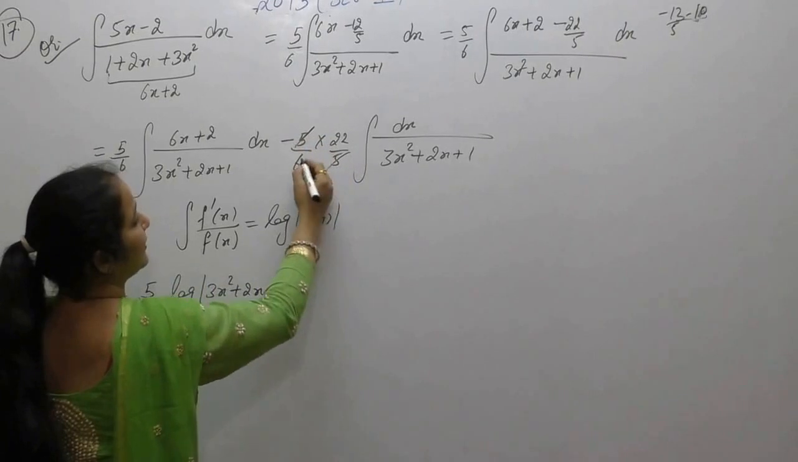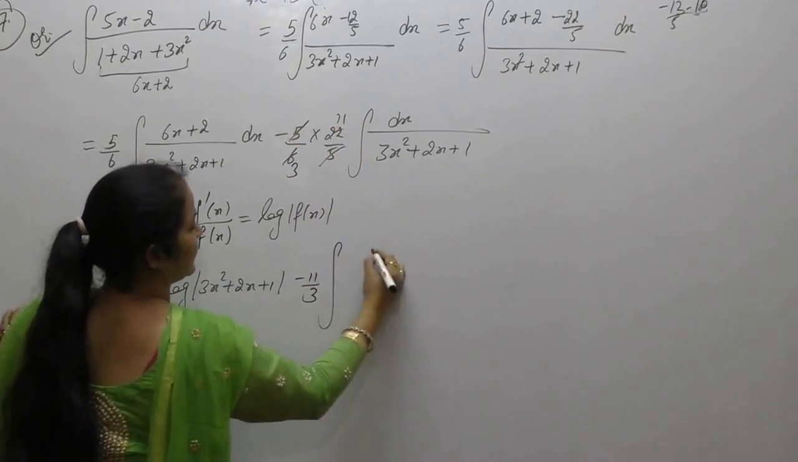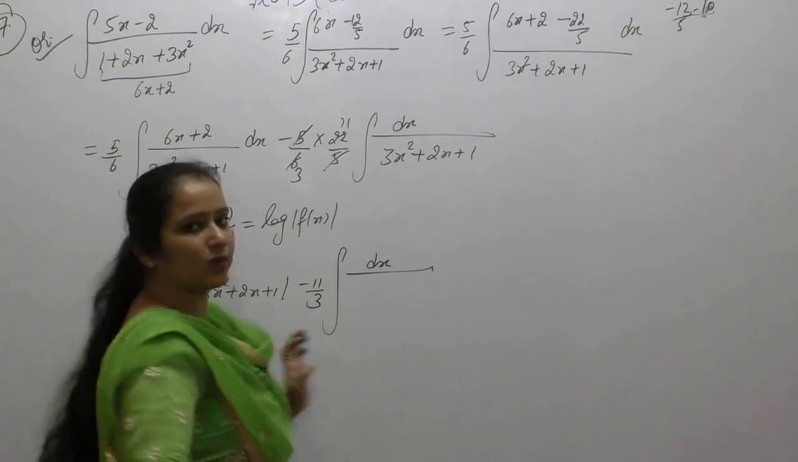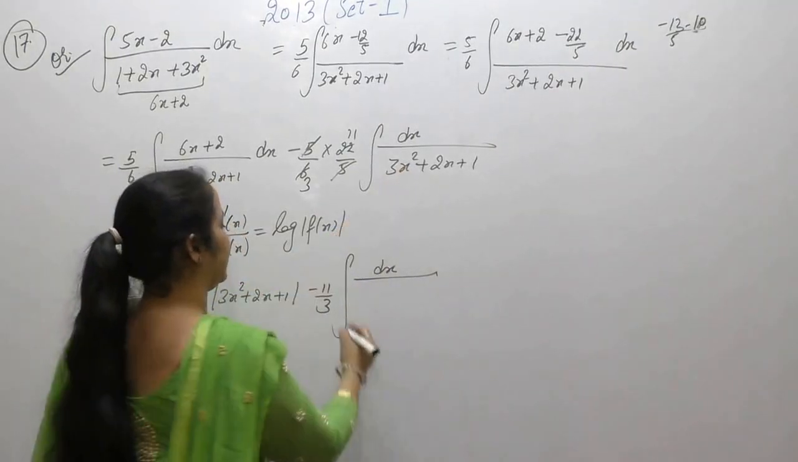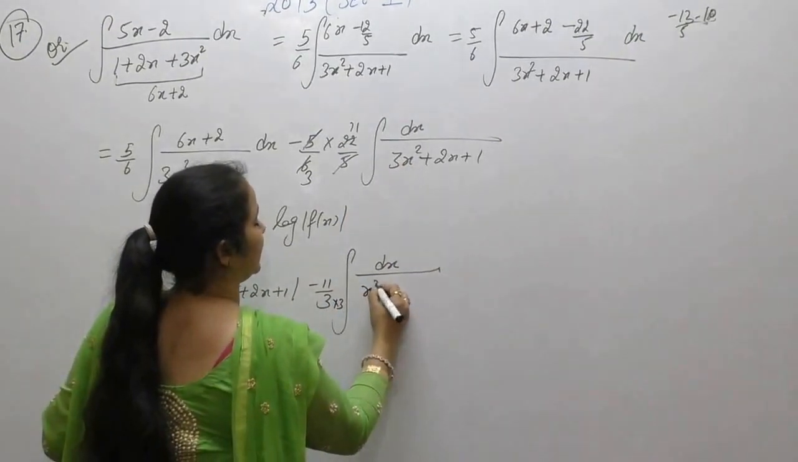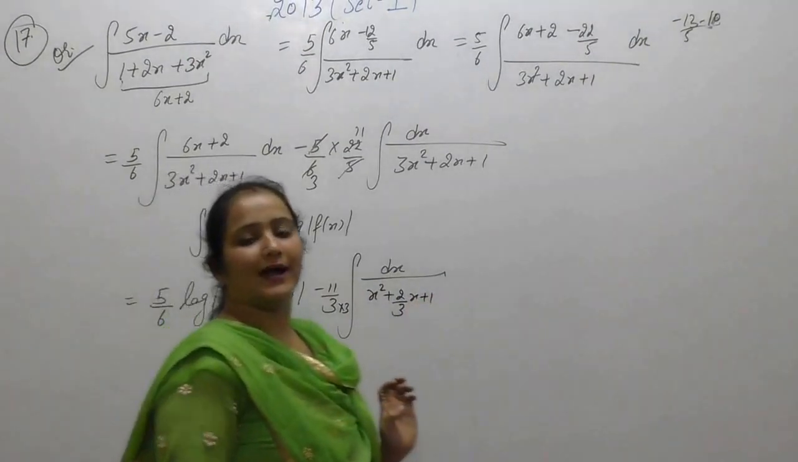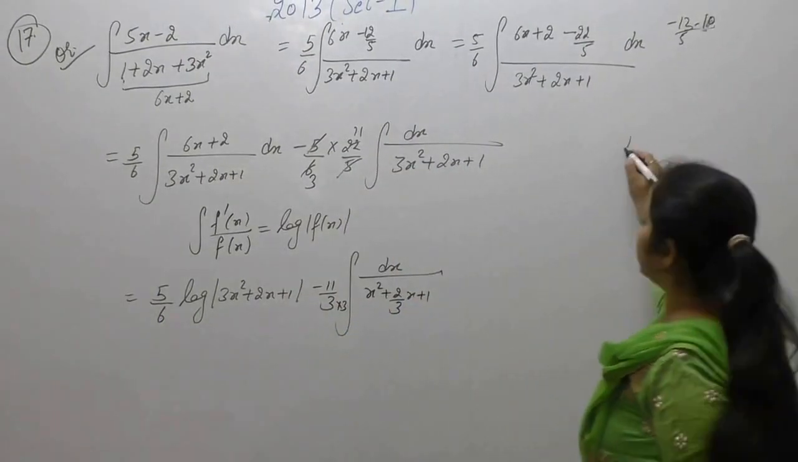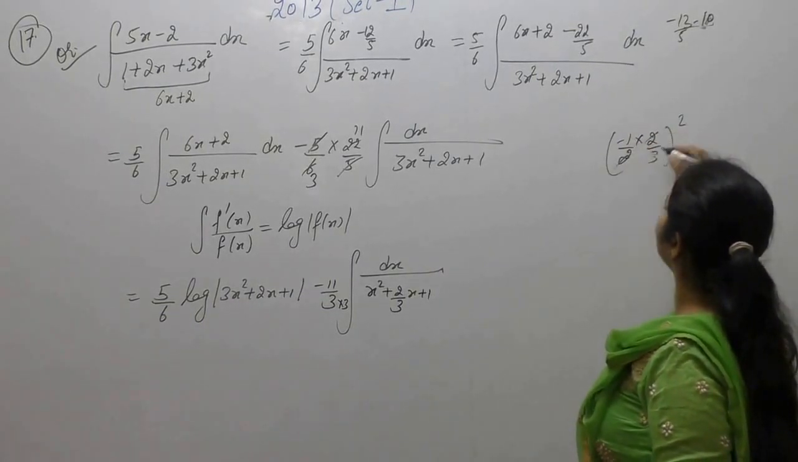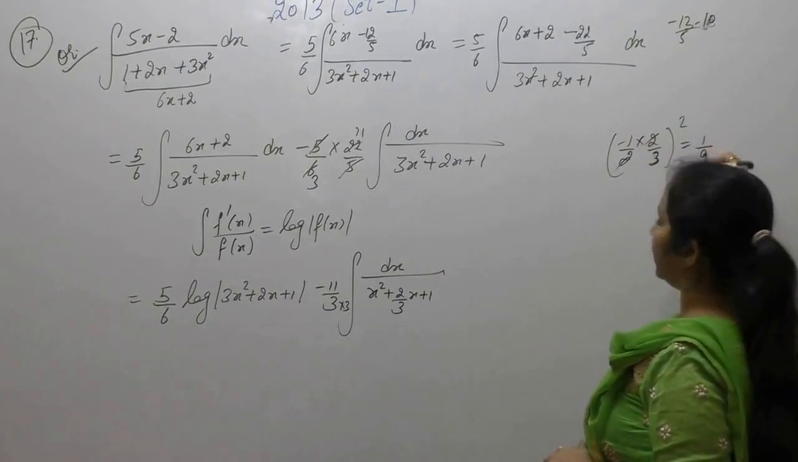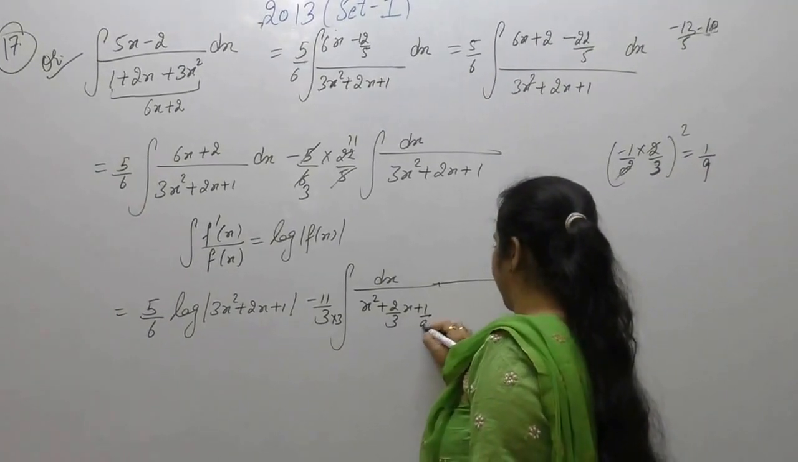Now we have to solve this, minus 11 by 3. For completing the square, the coefficient of x square should be unity. So take 3 common. We are left with x square plus 2 by 3 x plus 1. Now add and subtract half coefficient of x whole square. 2 will get cancelled, 1 by 3 square, that is 1 by 9. Now we have to add and subtract 1 by 9.